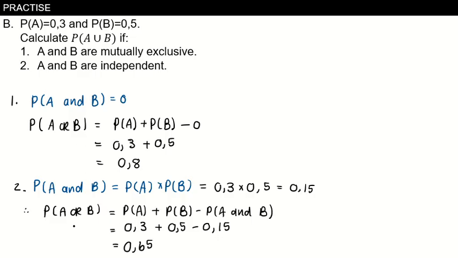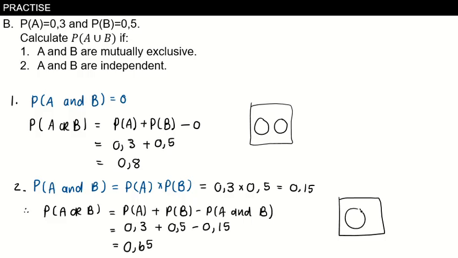So there's a big difference between these events. Mutually exclusive means A and B are not intersecting with one another. Independent means they are intersecting with one another, and to figure out that AND part, we can just multiply the two probabilities with one another.